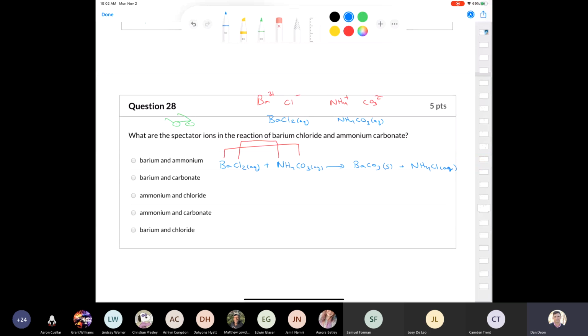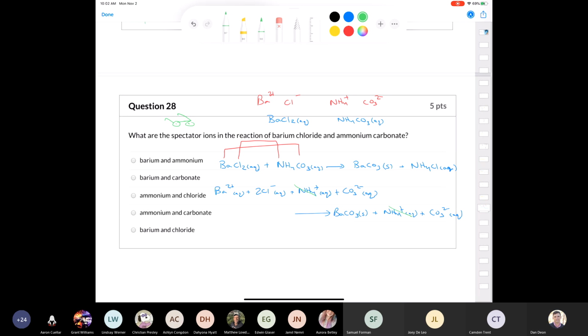So let's write out all of the ions now. We've got barium, 2 plus, aqueous, plus 2 chlorides, aqueous, plus ammonium, plus 1, which is aqueous, plus carbonate, which is aqueous. And that forms barium carbonate, which is a solid, plus ammonium ion, which is aqueous, plus carbonate, 2 minus, which is aqueous. What's the same?